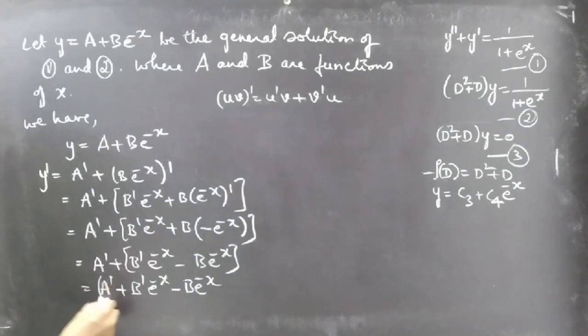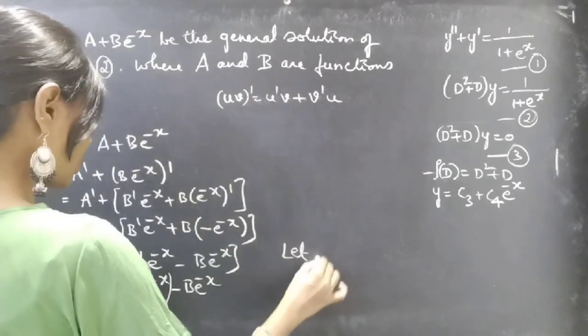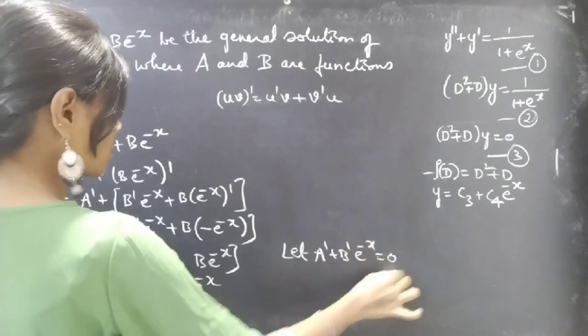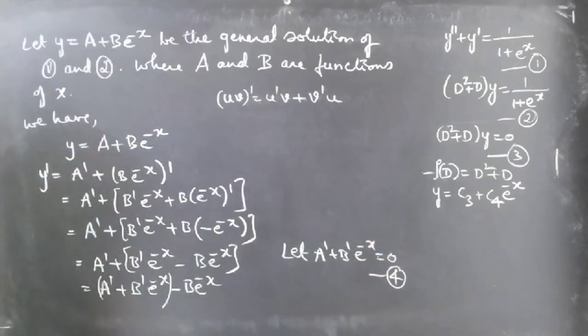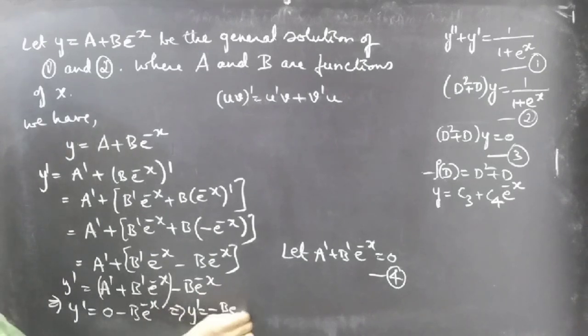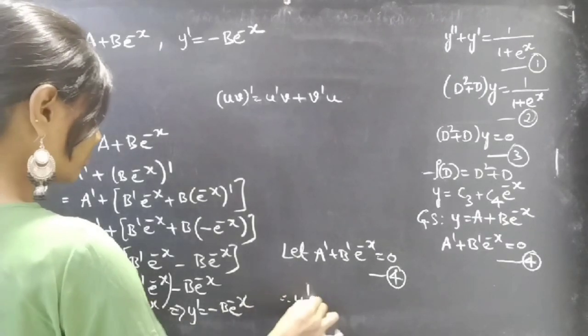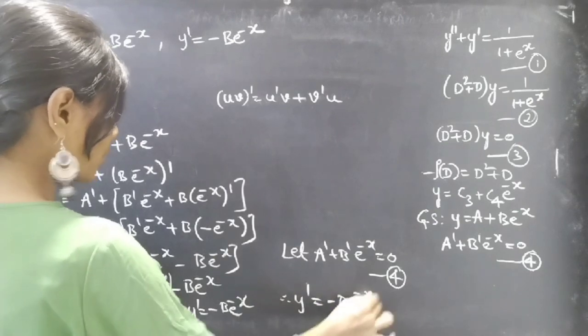Now let a dash plus b dash e power minus x equals to 0. Consider it as equation number 4. Then y dash becomes 0 minus b e power minus x, which is minus b e power minus x. We got y dash equals minus b e power minus x.